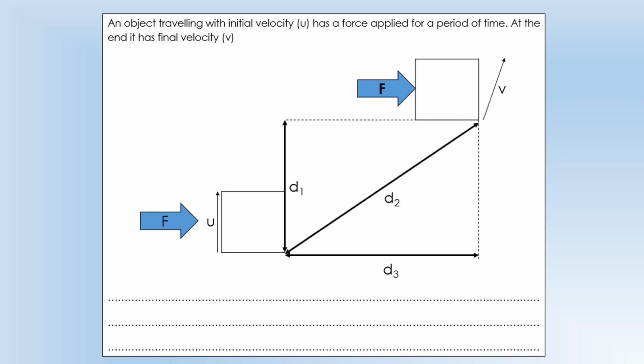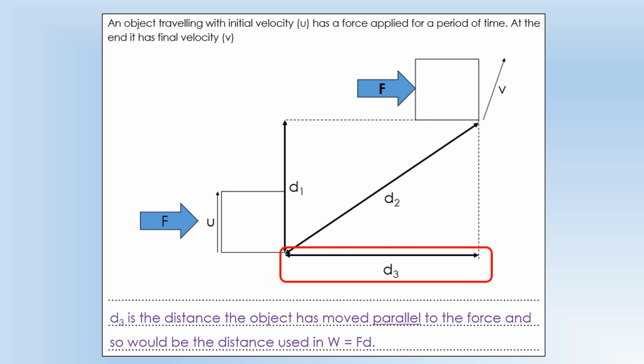Okay, so the key here is if we want to work out how much work is done, we need to multiply force by the right distance. So which distance should we use? Well, it's this distance here, and it's because that is the distance the object has moved parallel to the force. Okay, and that's the one that you need to use in this equation. That's why we'd use D3.